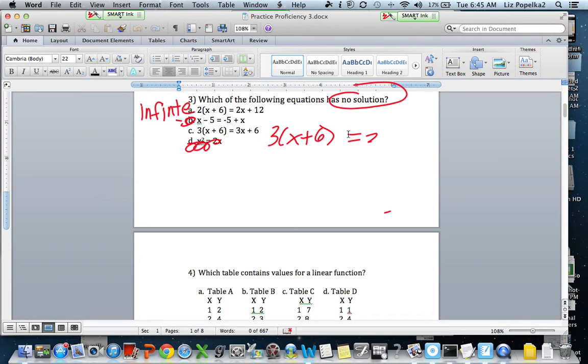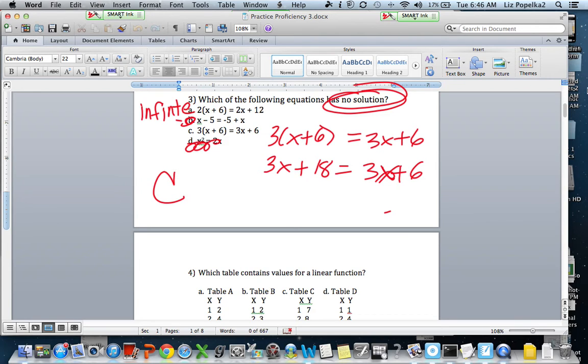Again, I'm going to use my distributive property. So 3 times x is 3x. 3 times 6 is 18. Now I have a mismatch because on this side I have 3x plus 18, whereas on this side I have 3x plus 6. So both sides don't match. Therefore, this is the one that is going to be no solution. So the option I should have picked is C.